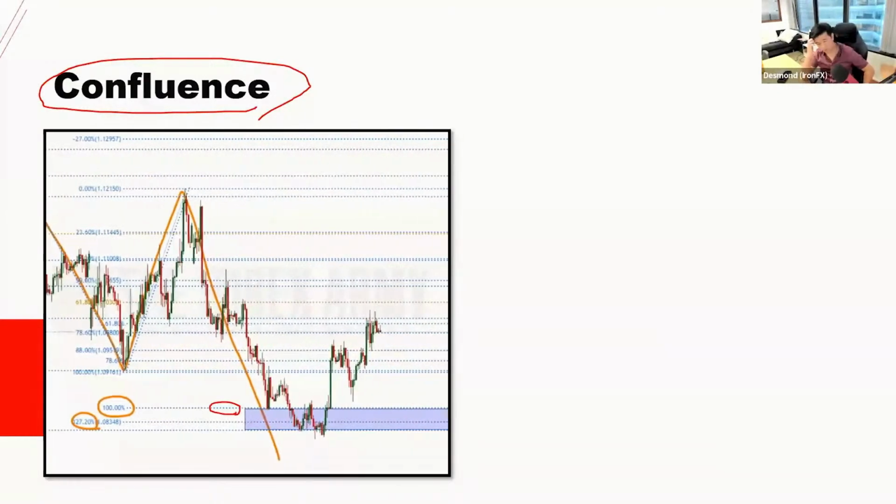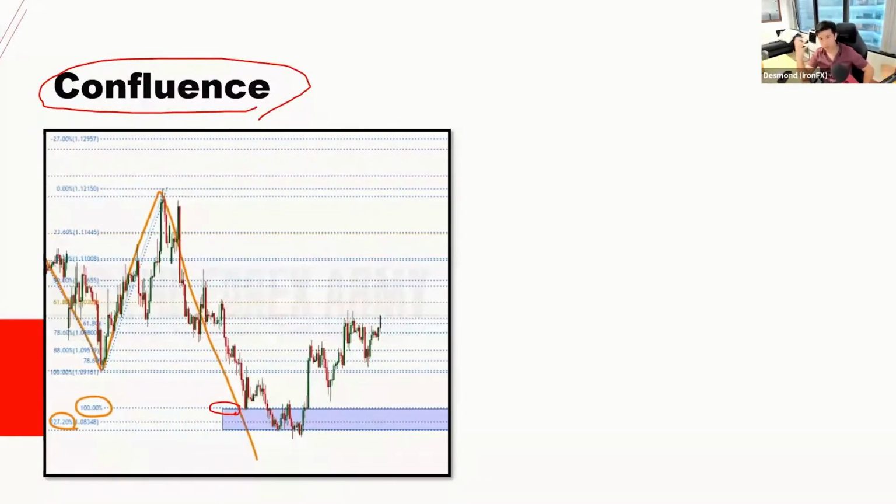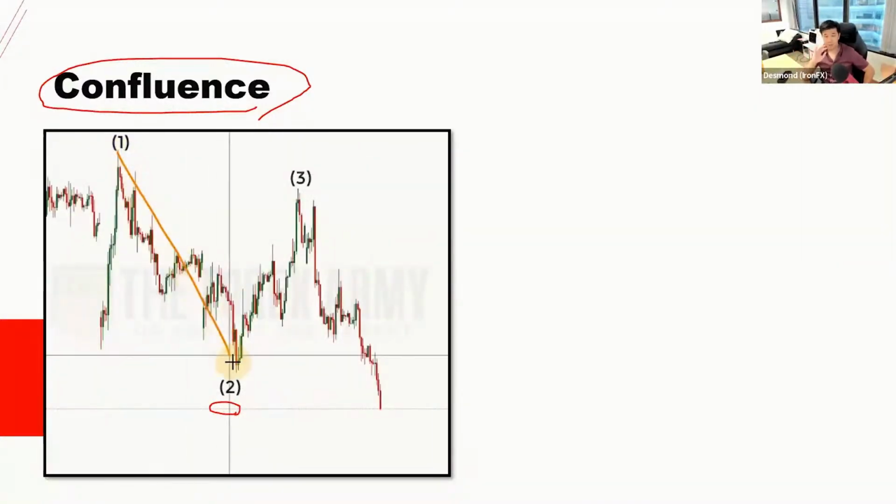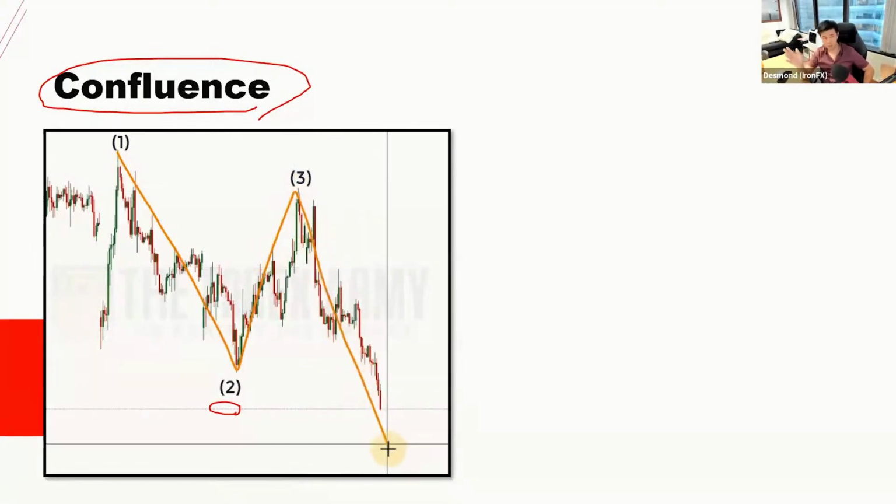Right, if you know how to master Fibonacci well, it will really help you when you're finding confluence, when finding reversal. It's very effective in finding reversals, less effective in finding breakouts.